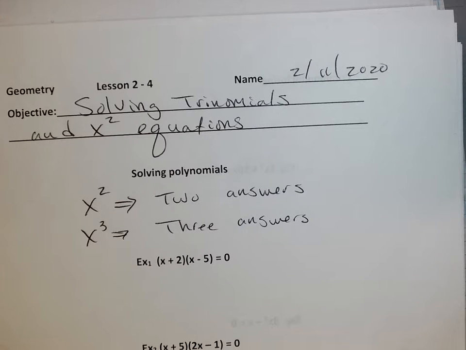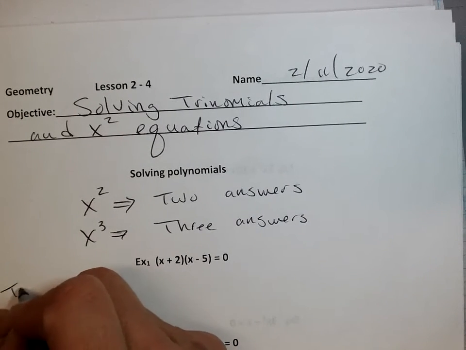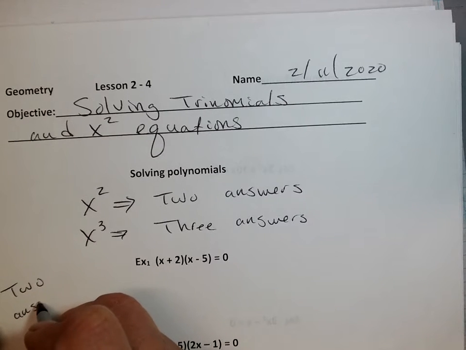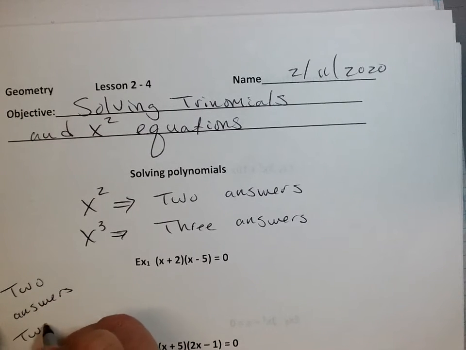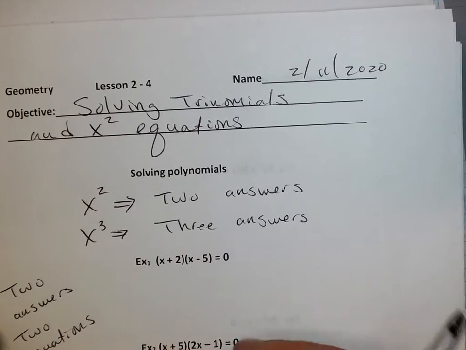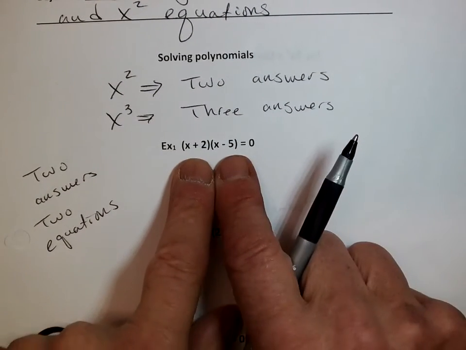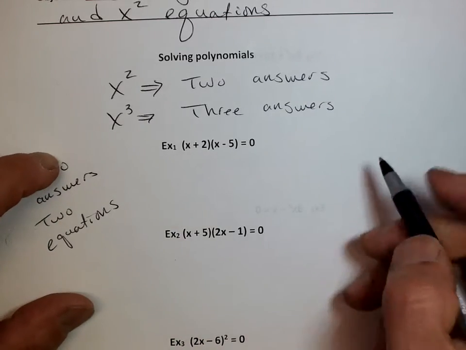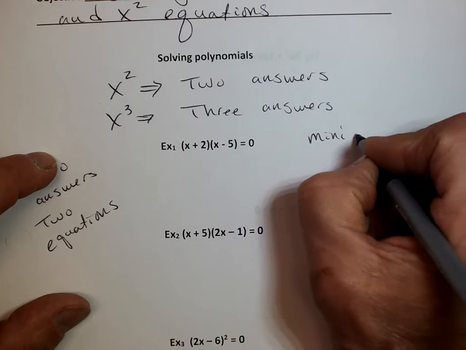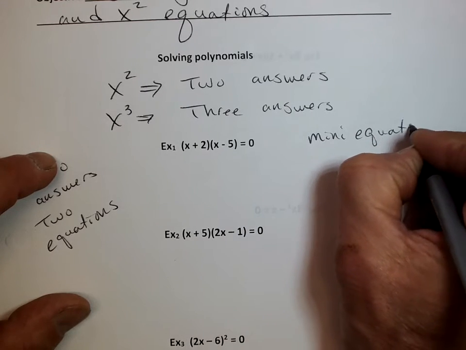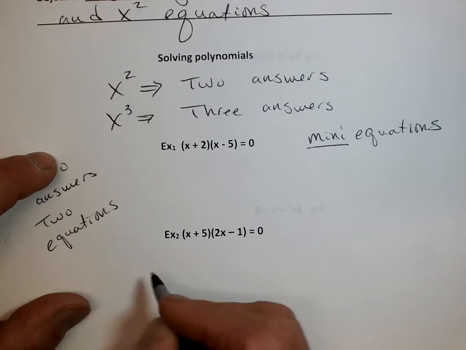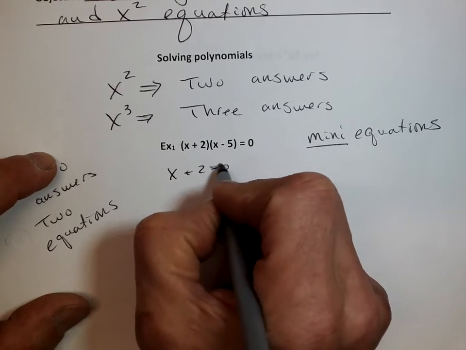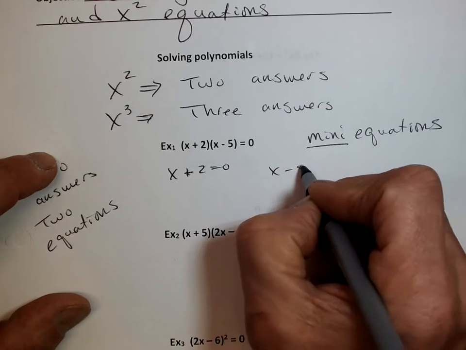So example one. We know there's going to be two answers, so we need two equations. That's easy. Could it be more, though? Yeah, it can be more. In example one, I see two x's, don't I? So I'm going to get two answers. I'm going to make what I call my mini equations: x plus 2 equals 0 and x minus 5 equals 0. I'm just going to solve.